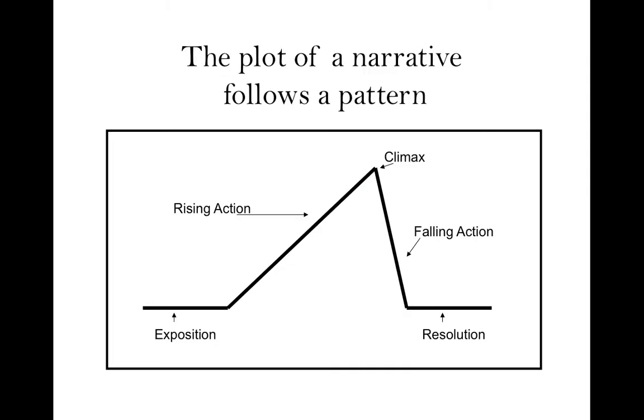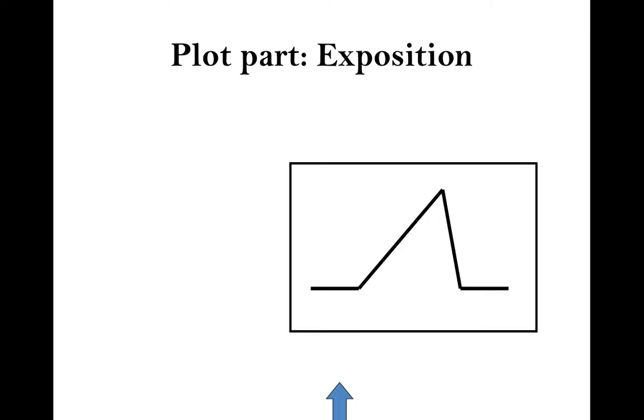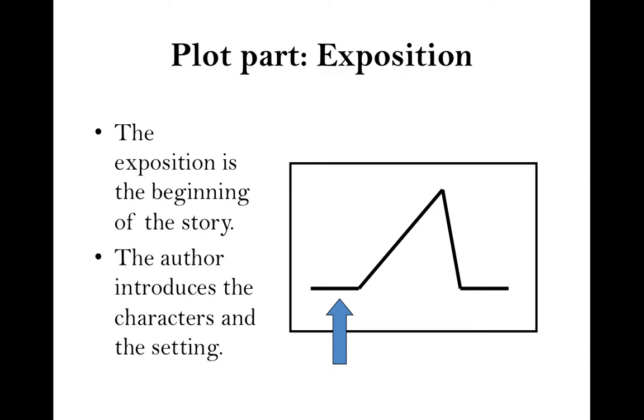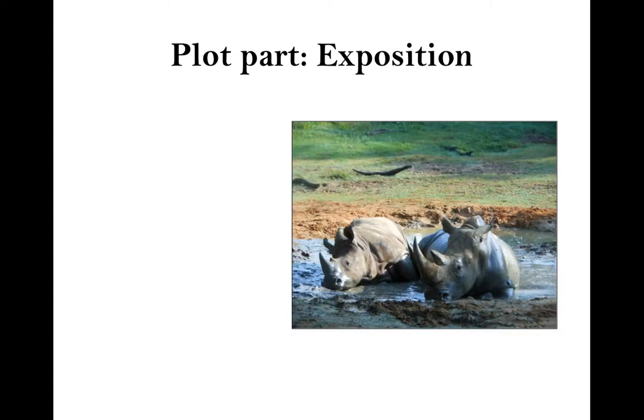The plot of a narrative or story generally follows a pattern like this. We're going to look at each one of these plot parts. The first plot part is the exposition. The exposition is the beginning of the story. This is where the author introduces the characters and the setting.